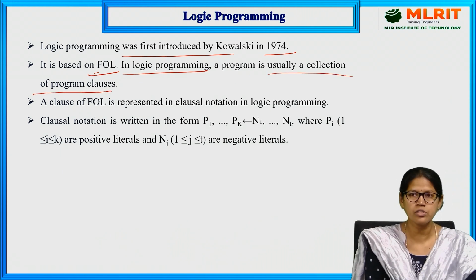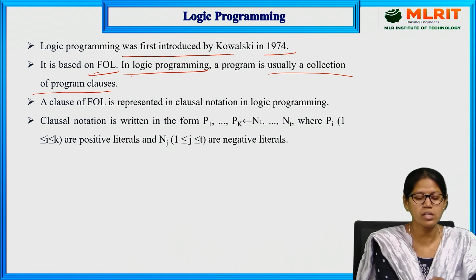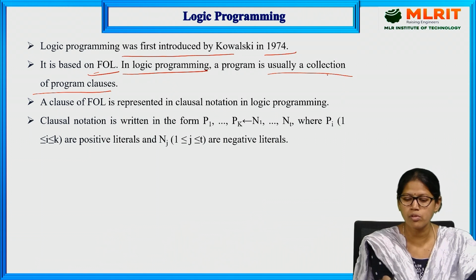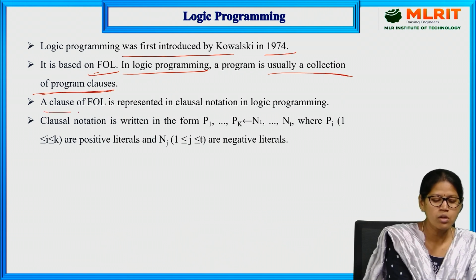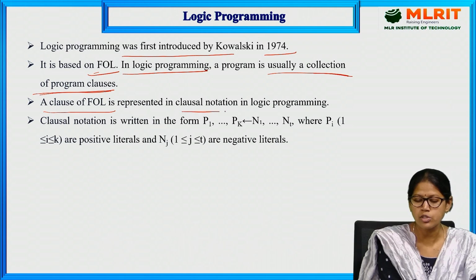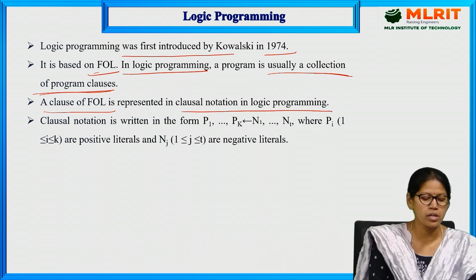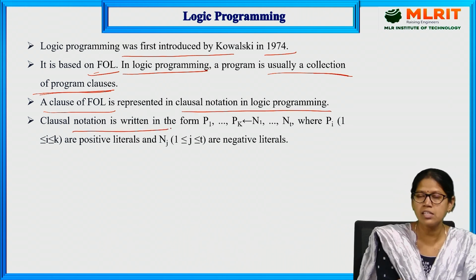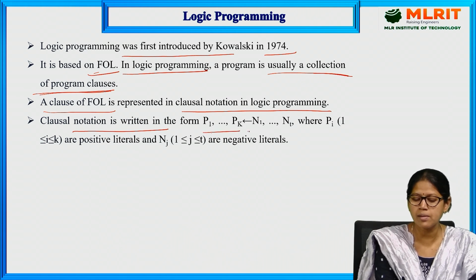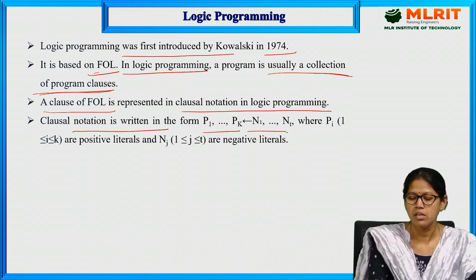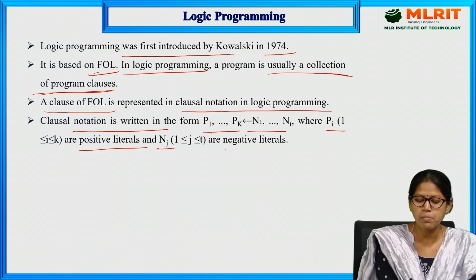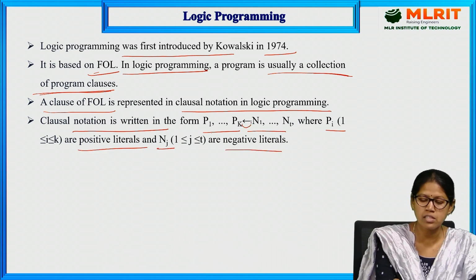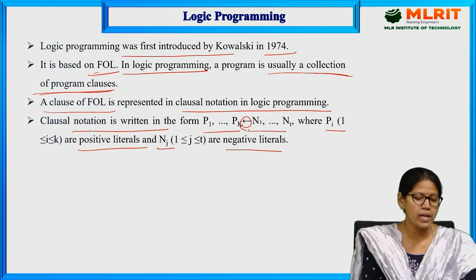In first order logic we have some derivations and simple formulas, and based upon that we have taken logic programming. In logic programming, it is a collection of program clauses. A clause of FOL is represented in clausal notation in logic programming. This clausal notation is written in the form of positive literals implied by negative literals, where P is represented as positive literals and N as negative literals, and this symbol is called the implied by symbol.